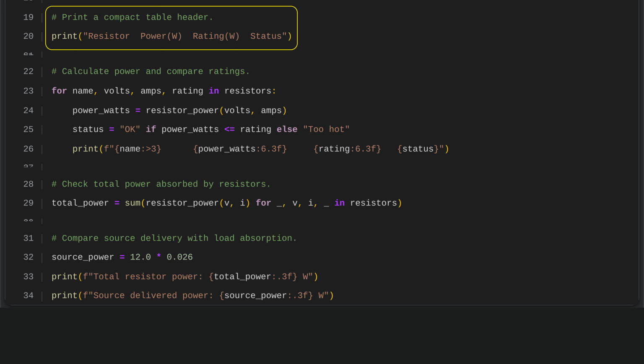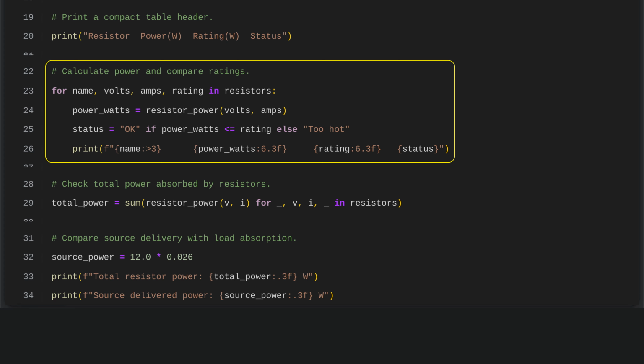The code prints a header that labels each output column, including the resistor name, calculated power, power rating, and safety status. This makes the results easier to read and compare. The process checks each resistor by using its voltage and current to calculate power in watts. It then compares that power with the resistor's rating to decide whether the resistor is within limits or too hot. The results are displayed in a neatly aligned table showing the resistor name, calculated power, rating, and status.